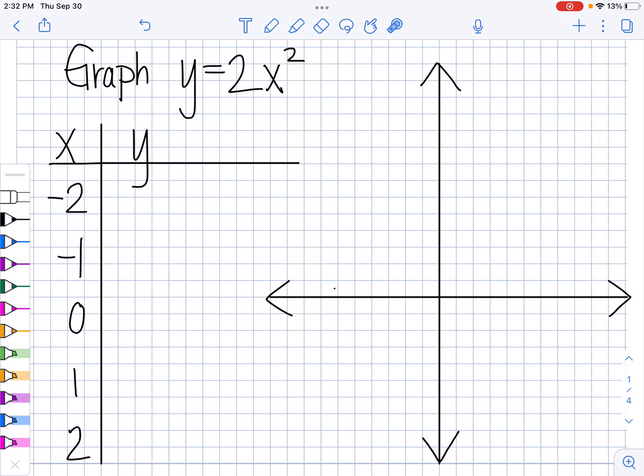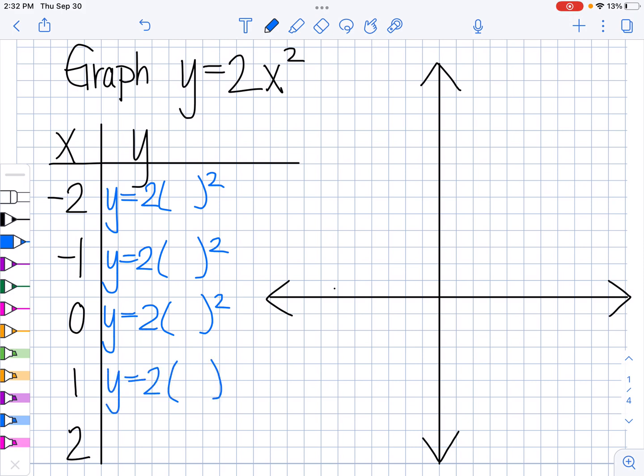Okay, so I'm going to use this equation here, y equals 2x squared, to get my y values. I'm going to set up my skeleton. So I have y equals 2 times blank squared. I'm going to write this all the way down because I'm using my same equation to plug in all of these: y equals 2 times blank squared. Here I have the x value of -2, which means I'm plugging in -2 here.